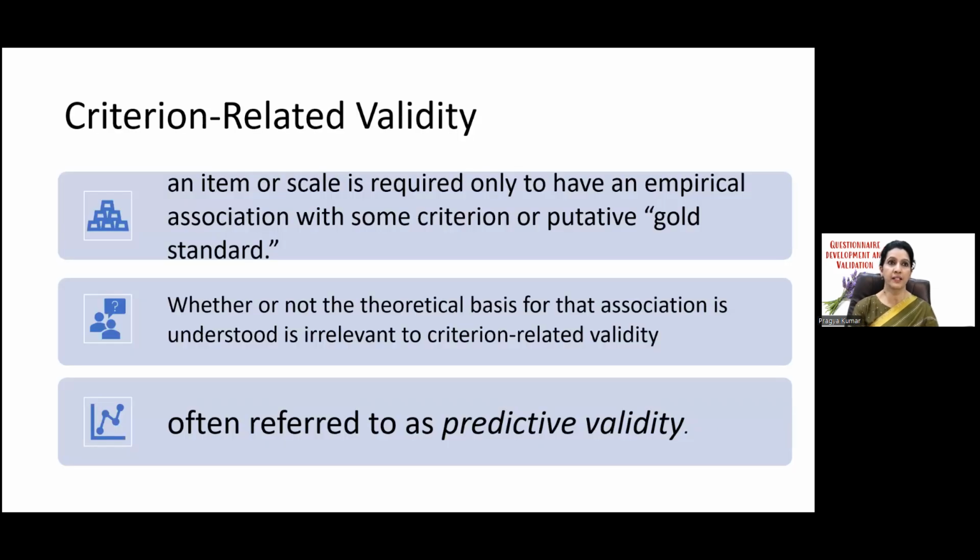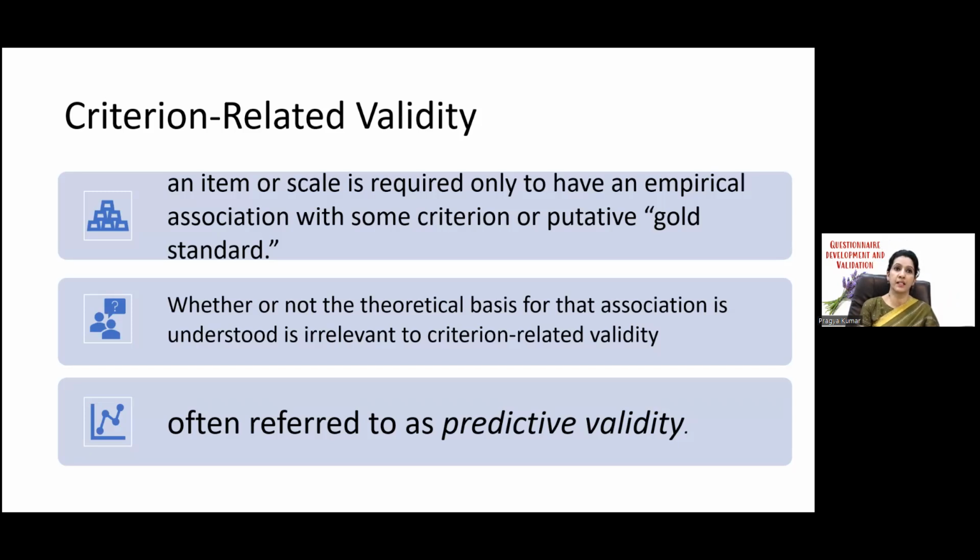Content validity is again done in 2 ways: content validity index and content validity ratio. I'll show how to do it. Then third comes the criterion related validity. We have discussed till now the content validity. The second one is the criterion validity.